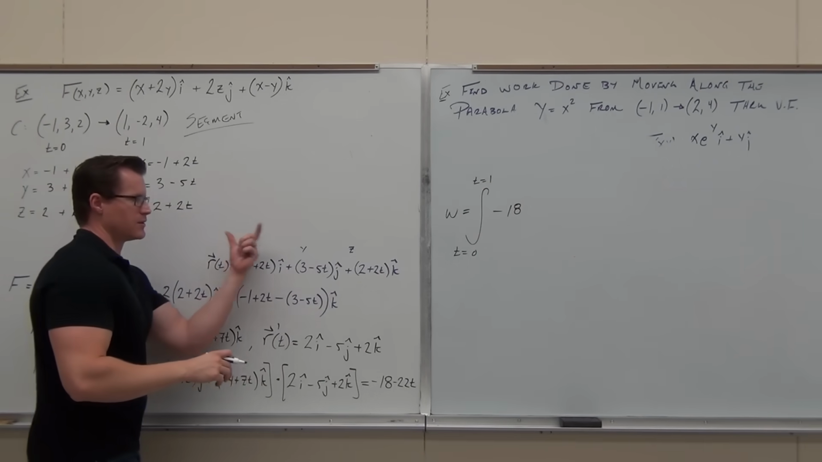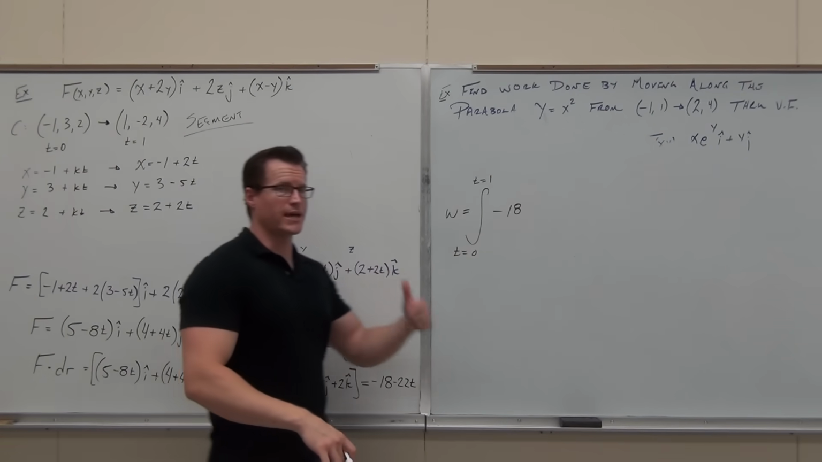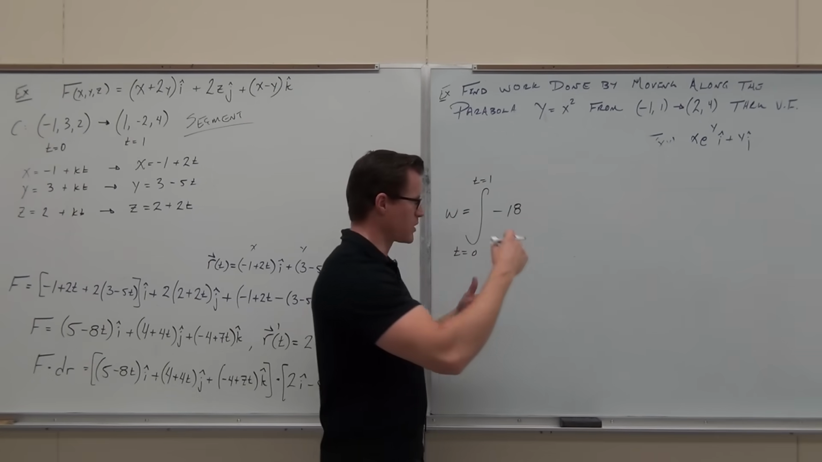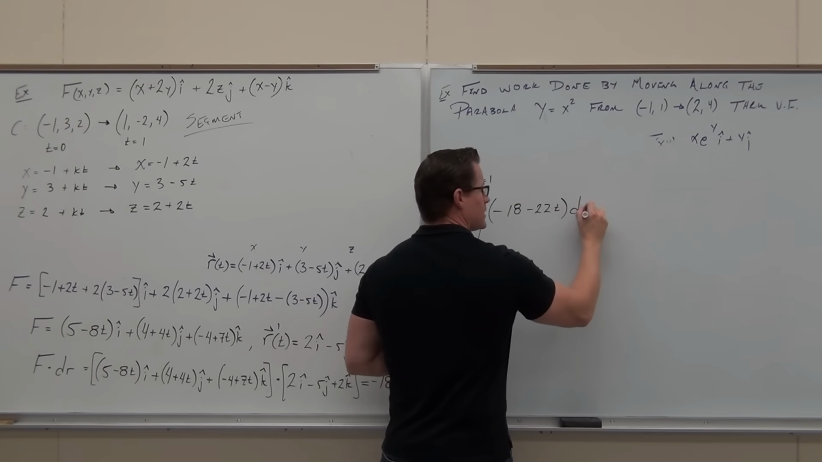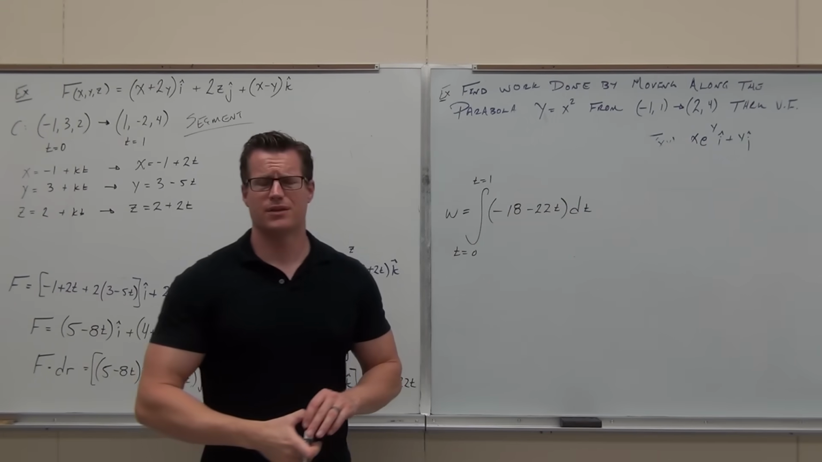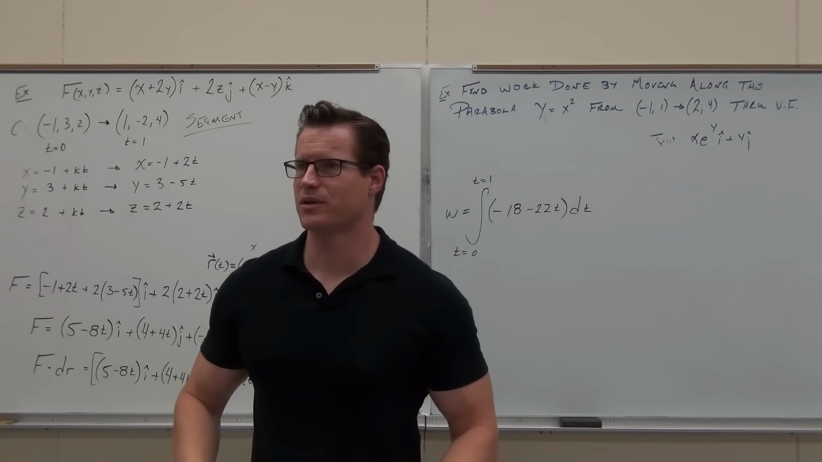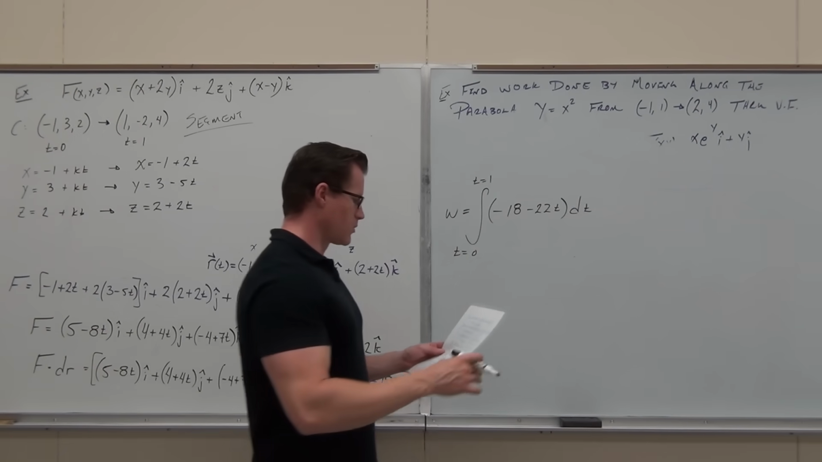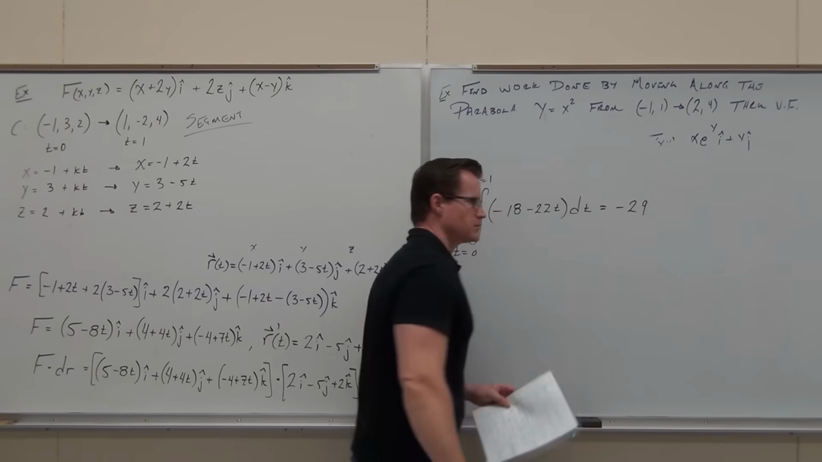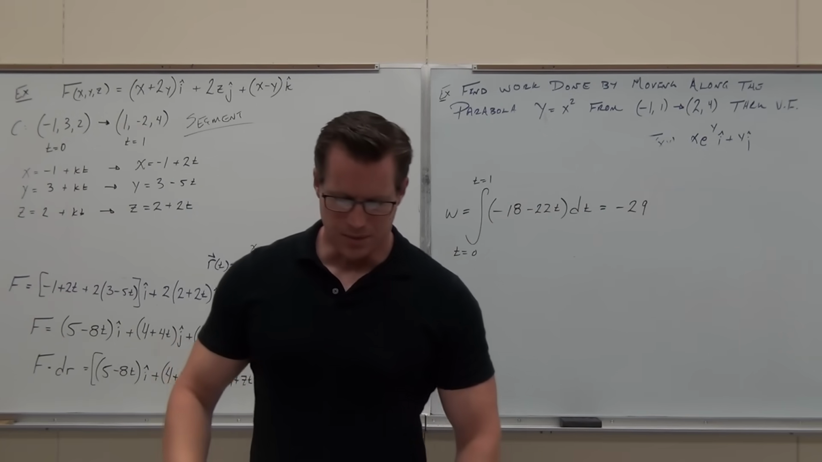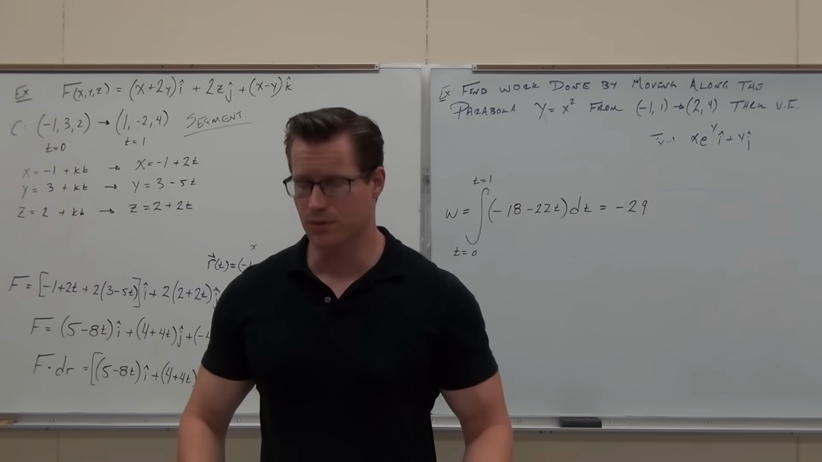Whatever you get out of the derivative of your vector function dotted with your vector field as reparameterized in terms of your parameter t, take an integral dt. This one's just brutally easy. Brutally easy? Is that even a thing? I don't know. It's pretty easy. But when you work all this out, what happens is you get negative 29. Is it possible to get negatives in work? Yes, absolutely.